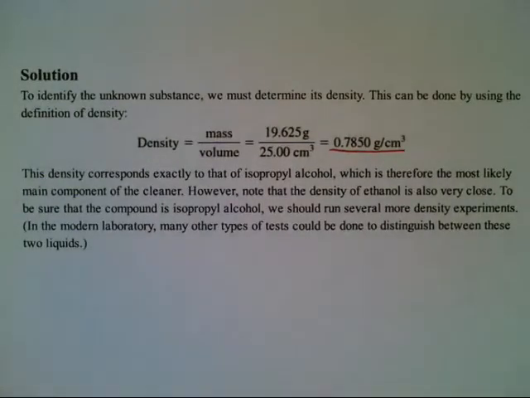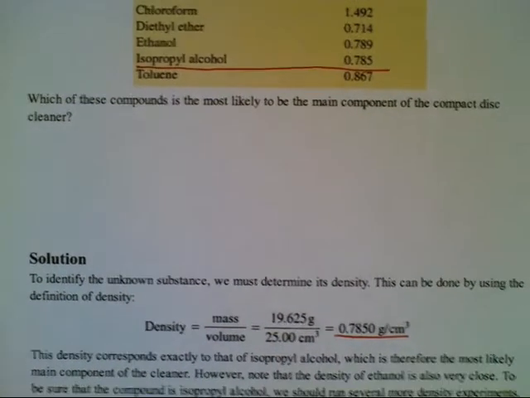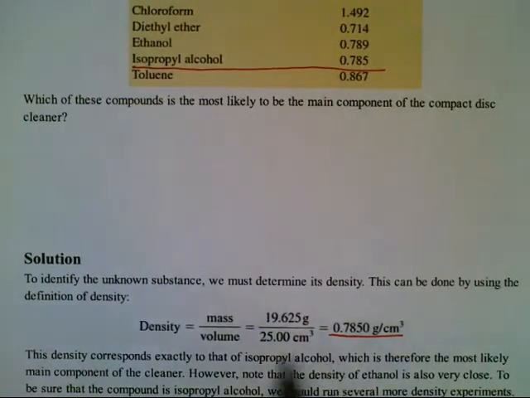note that the density of ethanol is also very close. To be sure that the compound is isopropyl alcohol, we should run several more density experiments, and in a modern laboratory, many other types of tests can be done to distinguish between these two liquids. And so, another thing I'm pointing out there is there can be other reasons that your density in real life is going to be a little bit off, so we don't want to jump to conclusions too quickly.